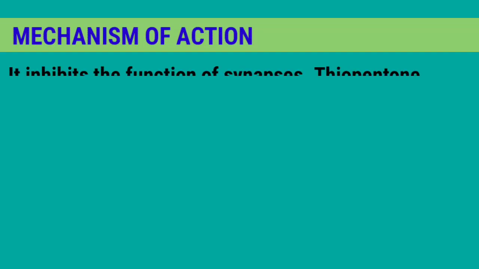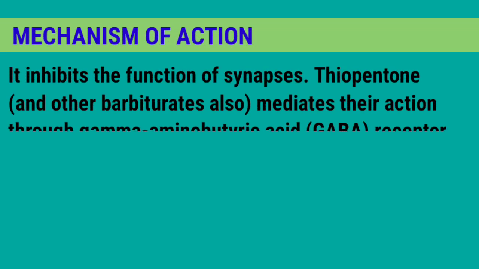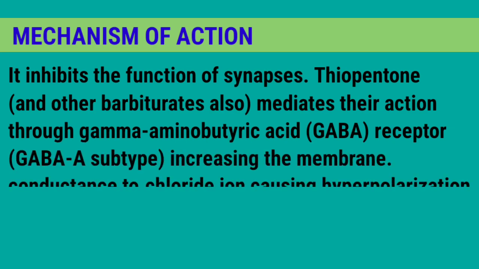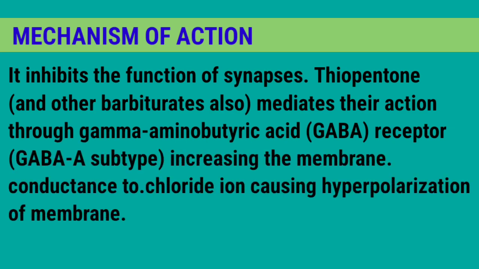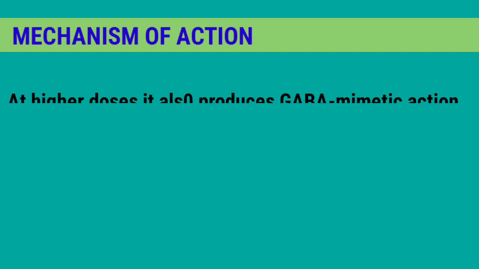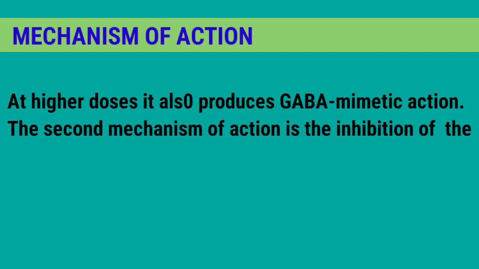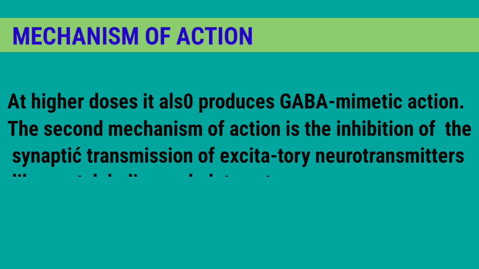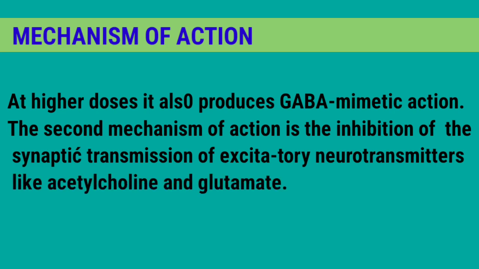Mechanism of action: it inhibits the function of synapses. Thiopentone, and other barbiturates also, mediate their action through the gamma-aminobutyric acid, GABA, receptor, GABA-A subtype, increasing the membrane conductance to chloride ion, causing hyperpolarization of the membrane. At higher doses it also produces GABA-mimetic action. The second mechanism of action is the inhibition of the synaptic transmission of excitatory neurotransmitters like acetylcholine and glutamate.